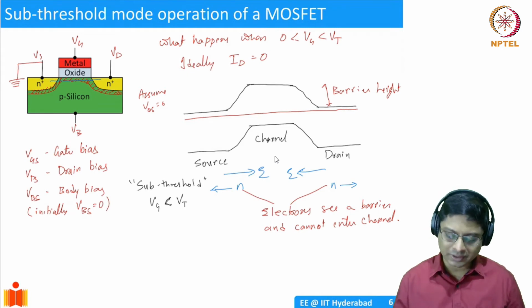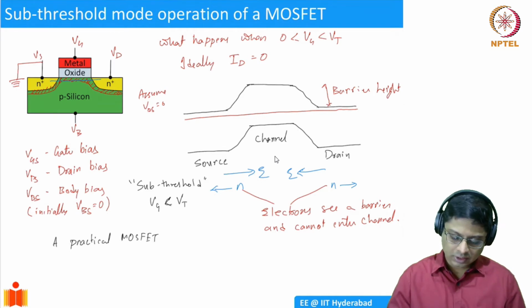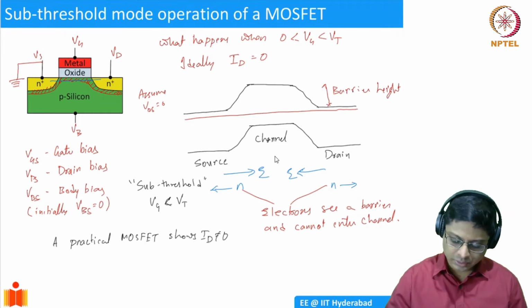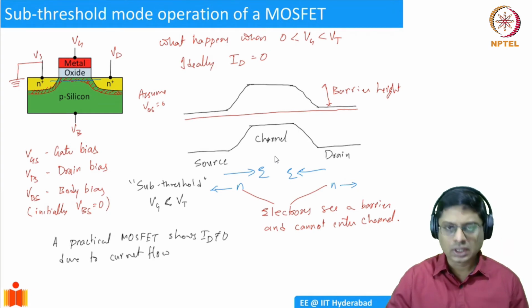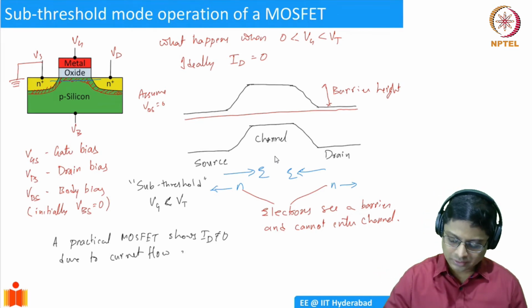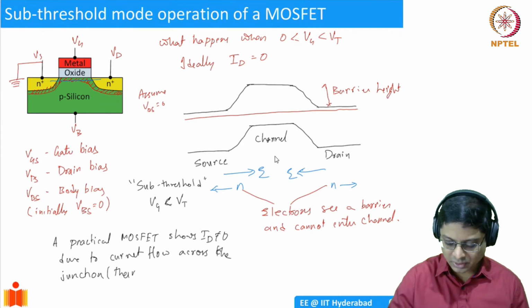But in an actual, practical MOSFET, we see ID not equal to 0 due to current flow across the junction barrier, we call it the thermionic barrier, right? Across the junction. It's also sometimes called thermionic.